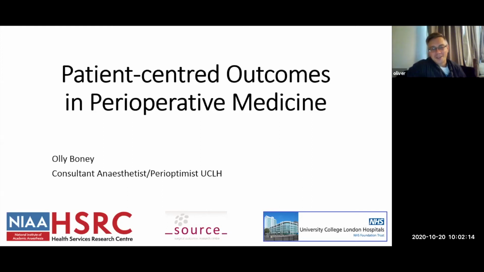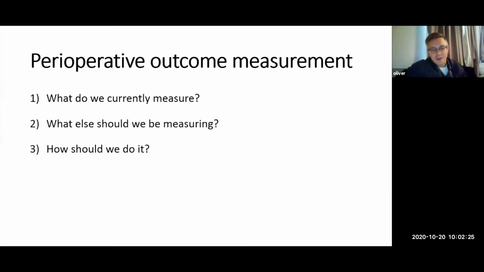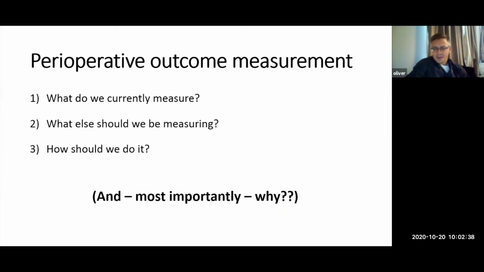I'm a recently appointed consultant at UCLH, and I'm going to talk about patient-centered outcome measures in perioperative medicine, which is a particular interest of mine. So I'll talk about what we currently measure in perioperative research and what I think we should be measuring, and the slightly thornier issue of how we should be doing it. And most importantly, why all this comes about.